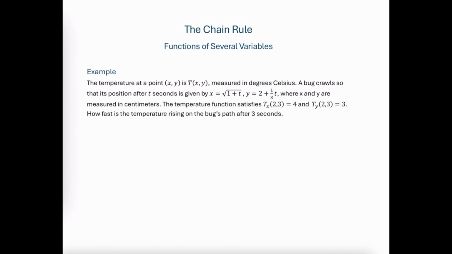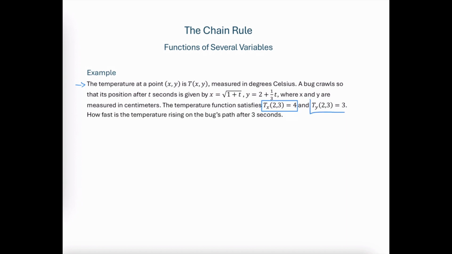This is an application problem where we're going to need to use the chain rule on a function with several variables. The temperature at a point xy is T, temperature that depends on xy, measured in degrees Celsius. A bug crawls so that its position after t seconds is given by these two parametric equations, where x and y are measured in centimeters.